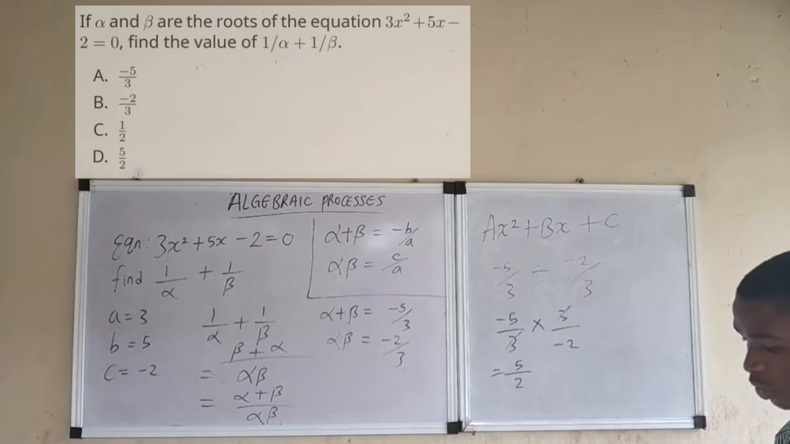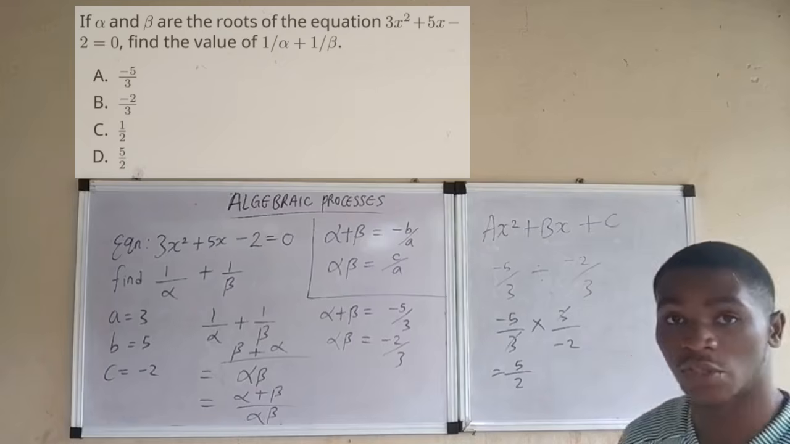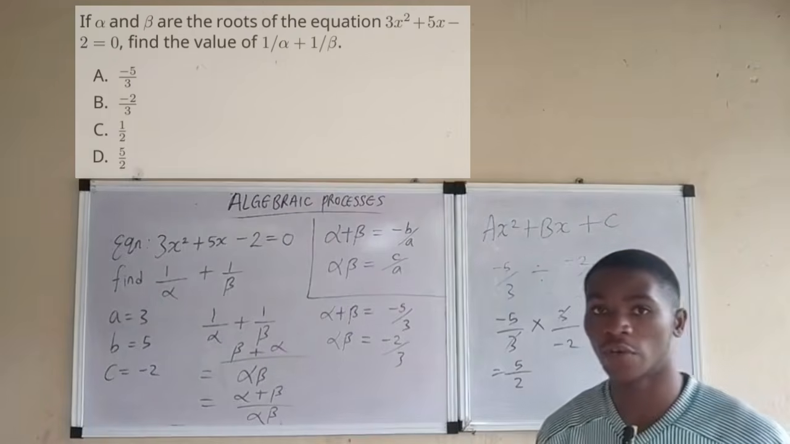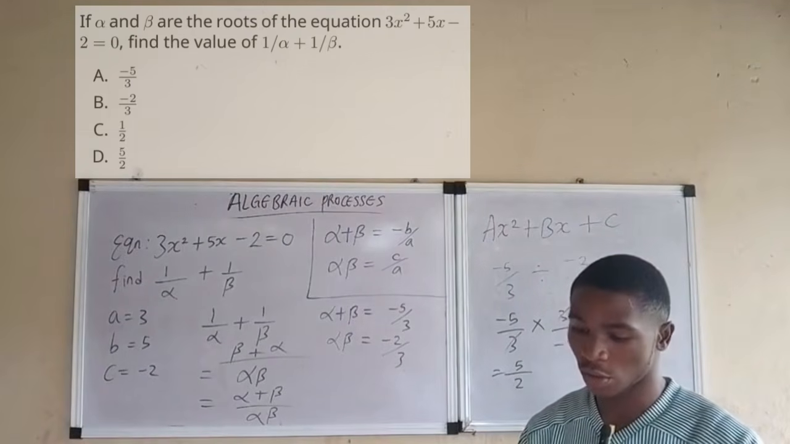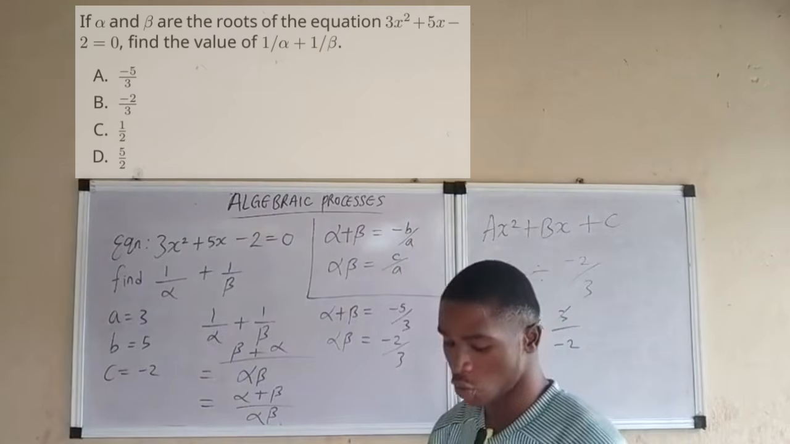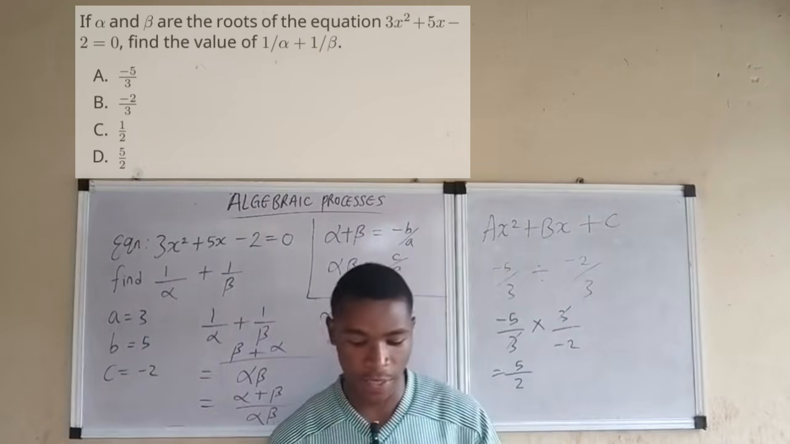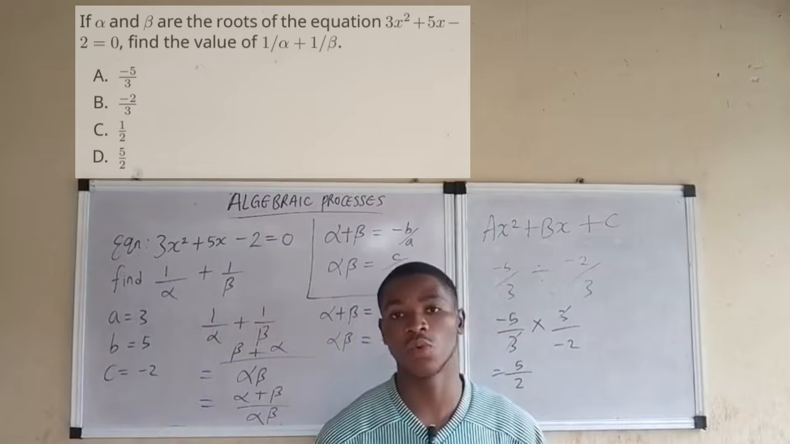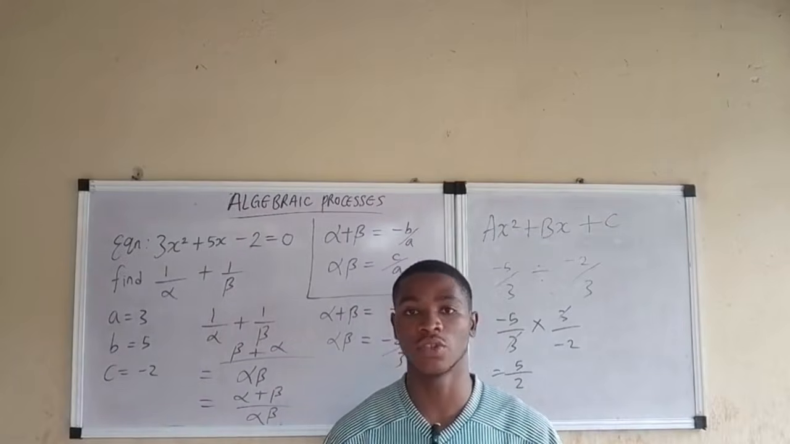So let's look at the options. In the options, we have option D as 5 over 2. So the correct answer to this question is what? Option D, 5 over 2. This is how you solve a question that has to do with quadratic equation under sums of roots. Do you understand? So we're moving on to the next aspect, where we'll be solving questions on linear inequalities. So let's get into it.